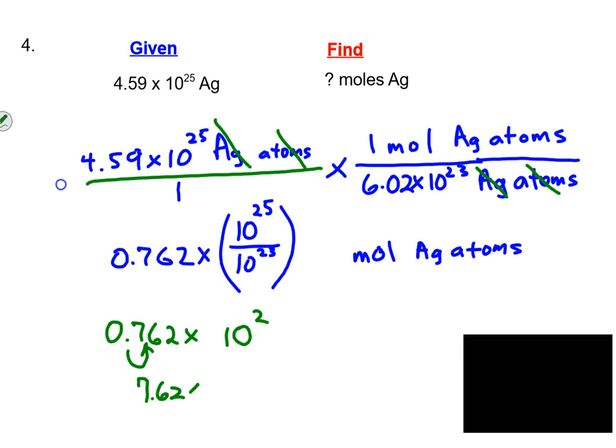Okay, 7.62 times 10. Now we have to adjust that power of 10. So we move to the right. What happens to the power of 10? Does it go up or down? Down. Okay, it does go down. And so this is 10 to the 1. And then I can move these guys.